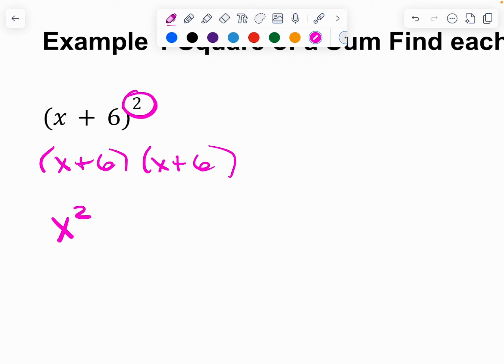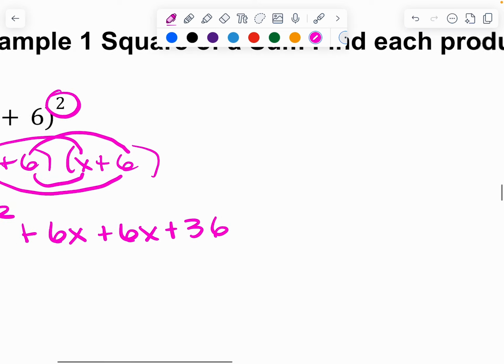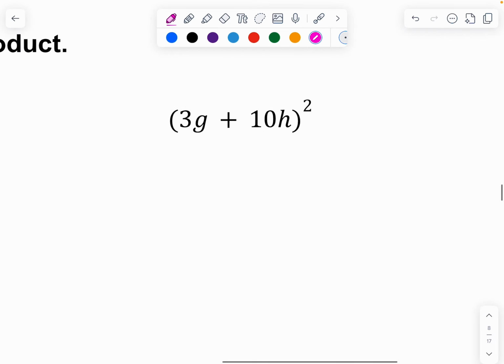So we've got x squared because we multiplied our firsts. We've got 6x because we multiplied our outers. Our inners, again, is 6x. And our last, we get 36. Now I'm going to leave it like that for a minute, and we're going to come back to that. I want you to look at it and see what you notice. Then we're going to come over to this one.